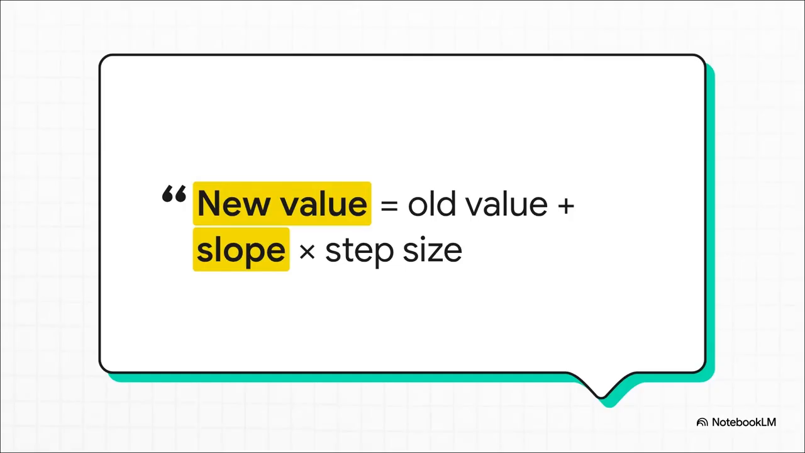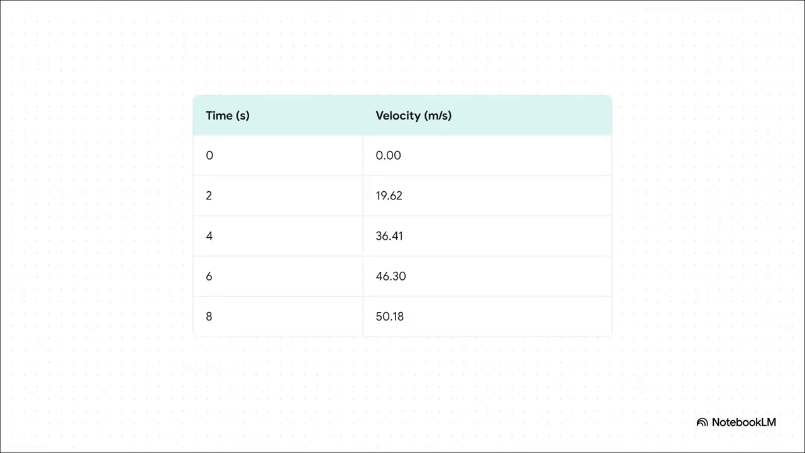And this little expression right here, this is the heart and soul of the numerical method. It's often called Euler's method. It's so simple but so clever. You just take the velocity you have right now, that's your old value, you calculate how fast it's changing, that's your slope, and you use that to predict the new value a tiny step forward in time, and then you just do it again and again and again. And here's what that looks like in action.